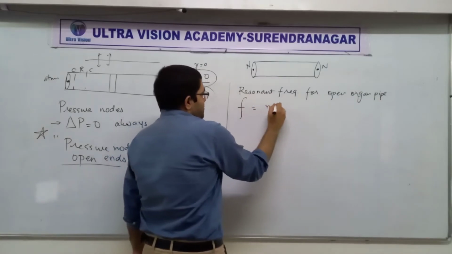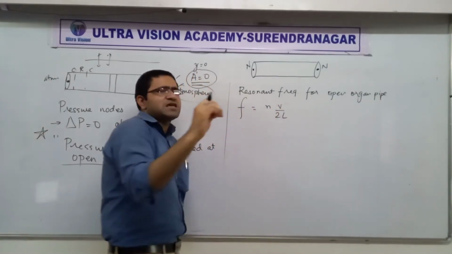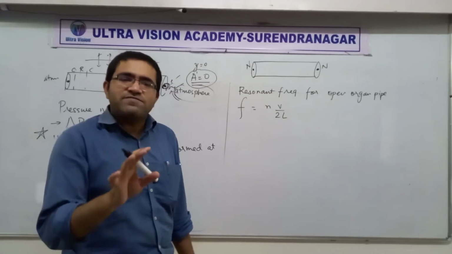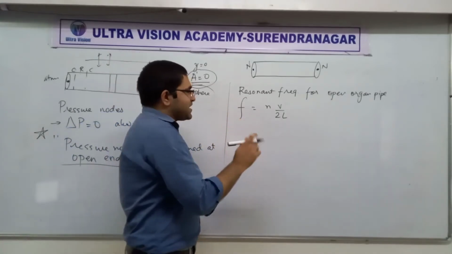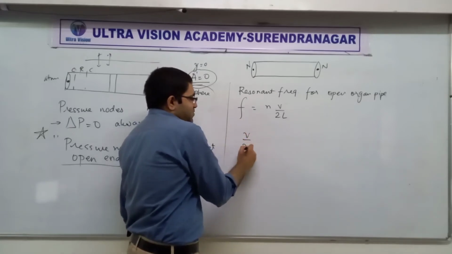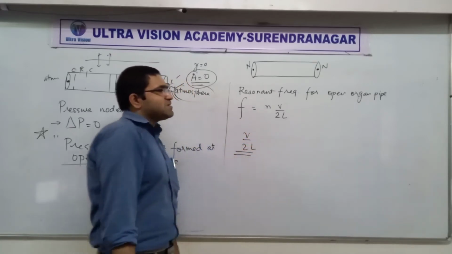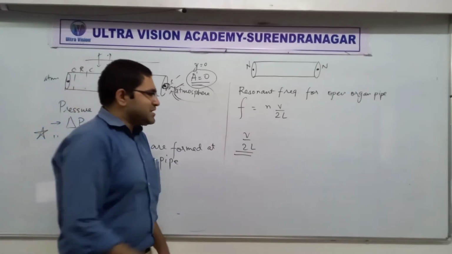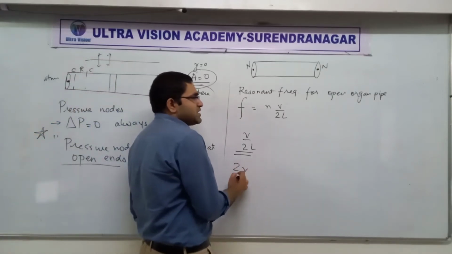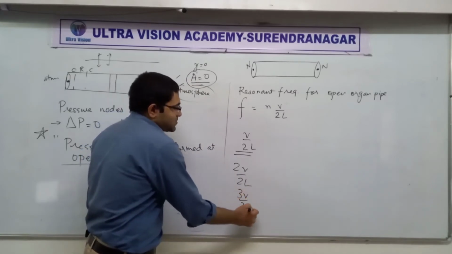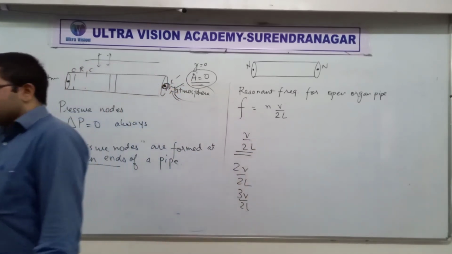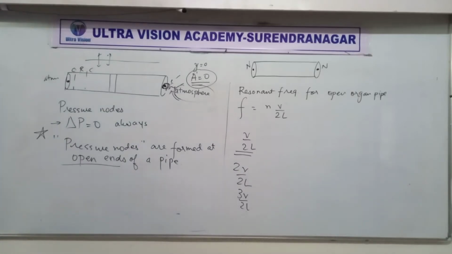f is equal to nv by 2L. Everything is the same as it was in a string. Fundamental frequency v by 2L. Is that clear? Next, resonant frequency 2v by 2L. Then the third one 3v by 2L and so on. Everything clear, everyone? Same formulas as they were for a string tied at both ends.